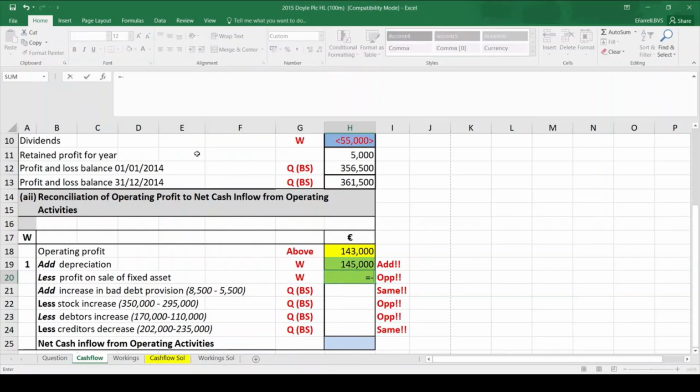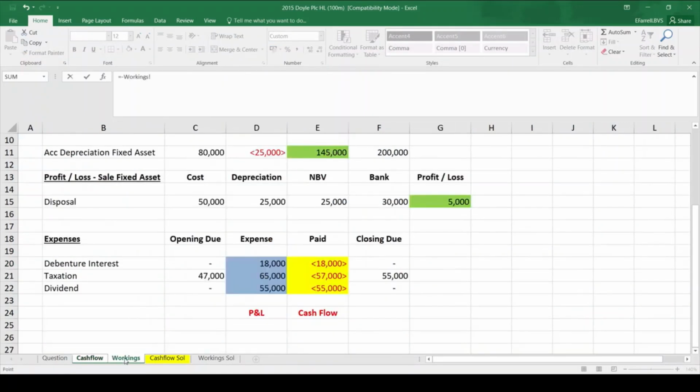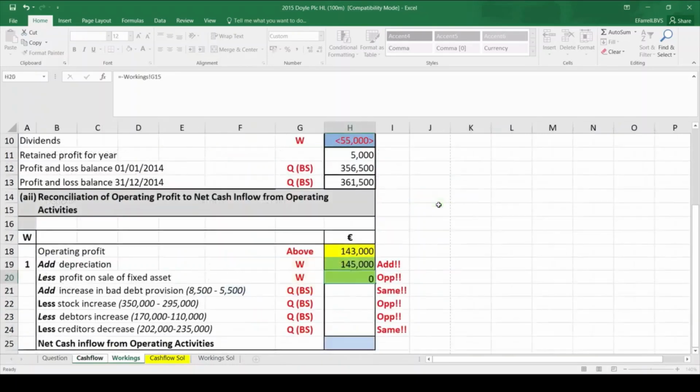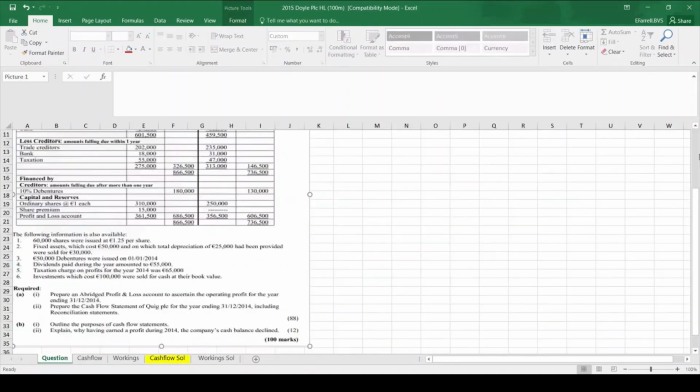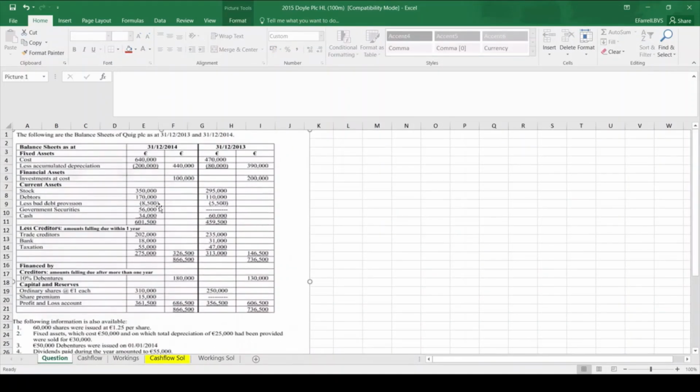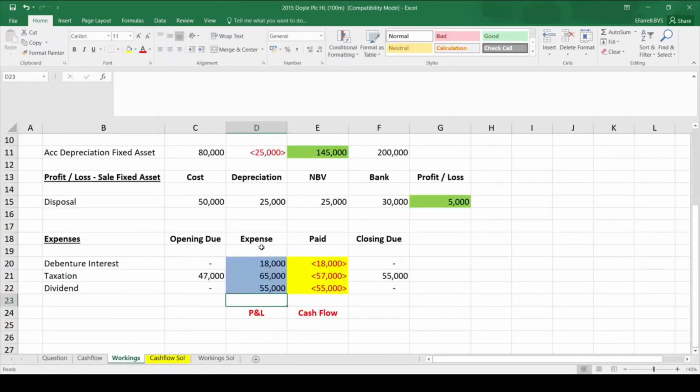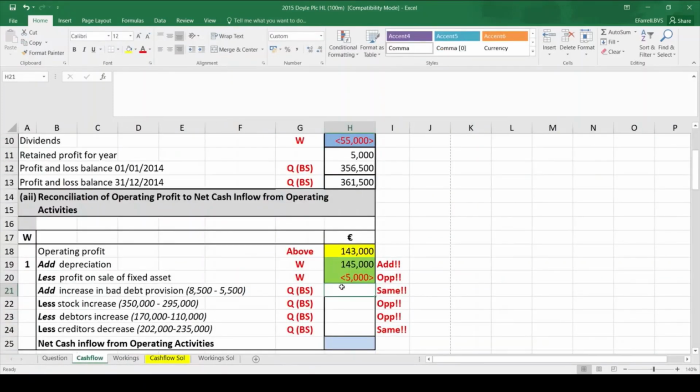So if it's a profit and it's the opposite of what you think, sign-wise, it goes in as a minus 5,000. The bad debt provision is the same as what you think. So in this question, if it's the same as what you think, meaning if it goes up, plus, down, minus. So bad debt provision goes from 5,500 to 8,500, which is an increase. So if it's an increase, and it is the same as what you think, that will be a plus 3,000.